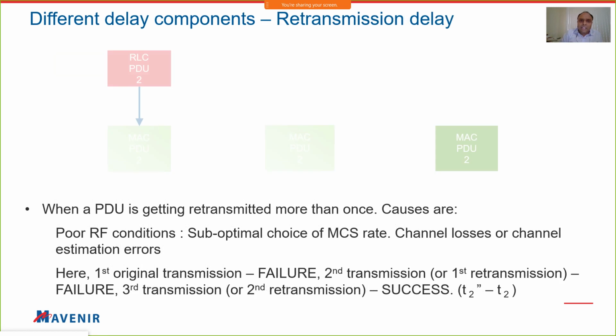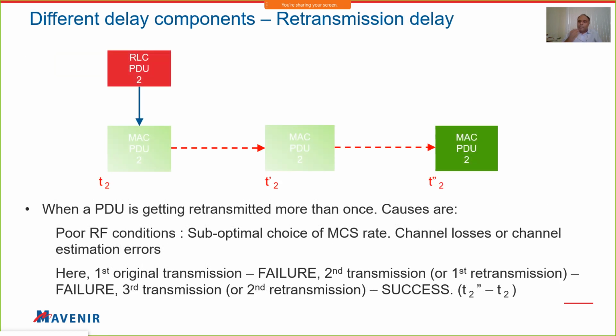The other delay is called retransmission delay. When a PDU is about to be transmitted to the user but the attempt is not successful, multiple attempts are made to retransmit the same PDU. These retransmission attempts happen in different time slots, and these can also add to your RAN latency. This retransmission is a result of the choice of poorer modulation rates for the user.